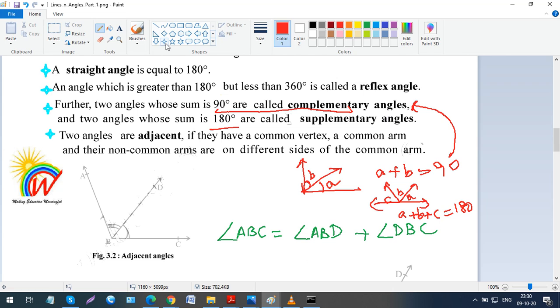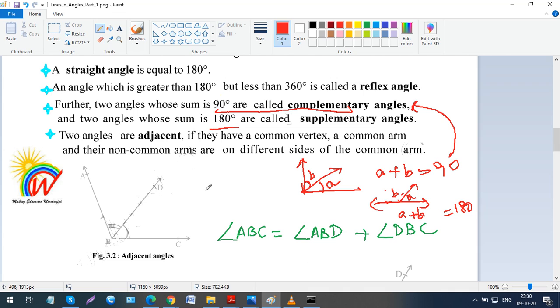Okay, now here instead of A, B and C, I'll just take A and B. Okay, so in A and B, then here A plus B adds to 180 degrees, correct? So this is a supplementary angle.